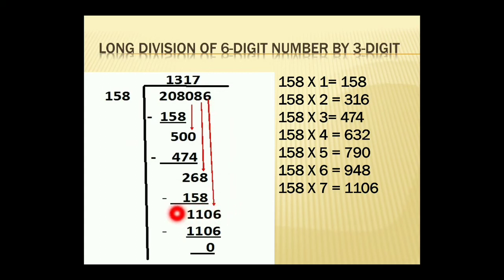Now we have the number 1106, which exactly goes at 7. 158 sevens are 1106 and the remainder is 0. So our quotient is 1317 and remainder is 0.